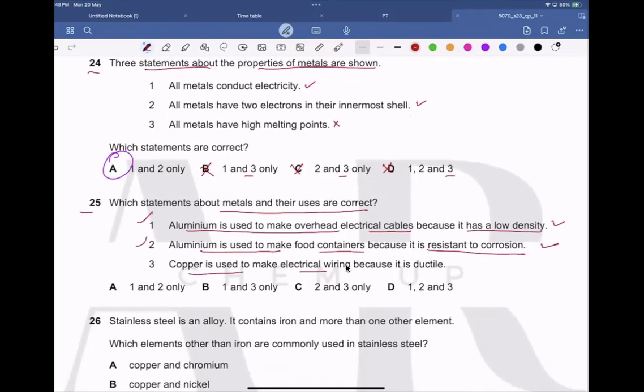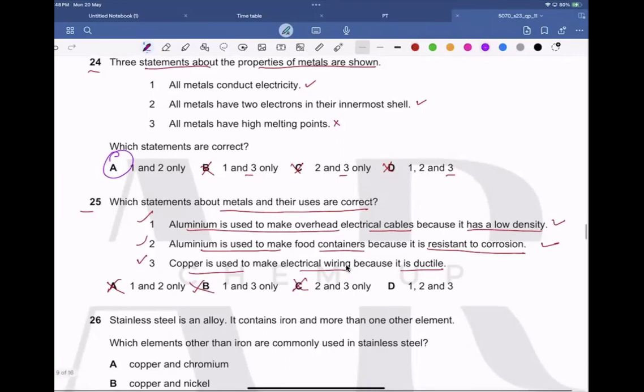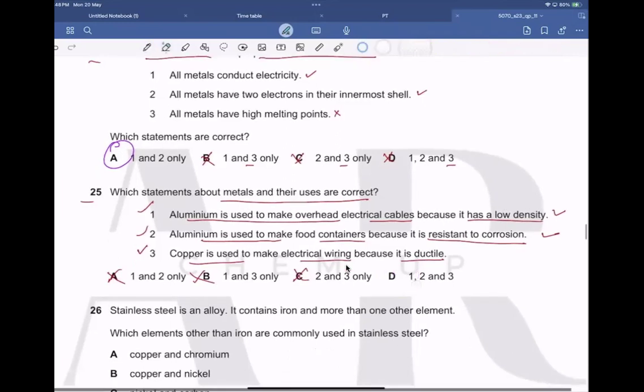Copper is used to make electrical wiring because it is ductile. Yes, because it's ductile, it can be transformed into wires very easily. So this can be correct. So all three statements are correct. So A, B, and C go, and D is the correct answer. Is this understandable to all of you?